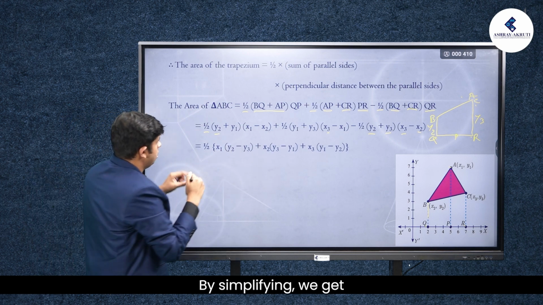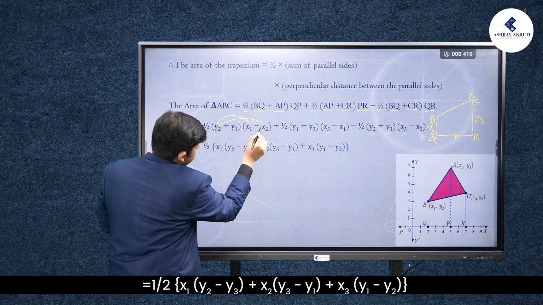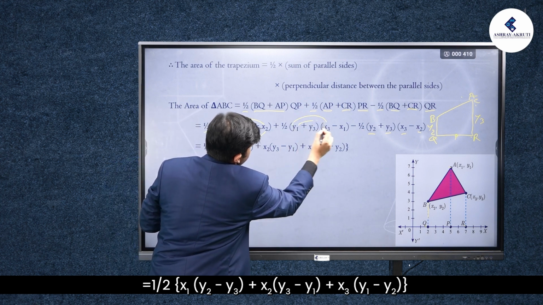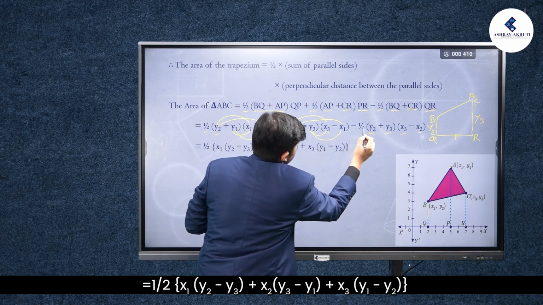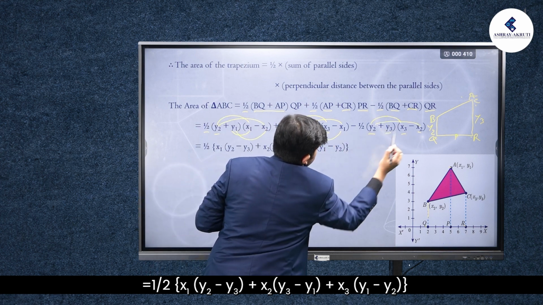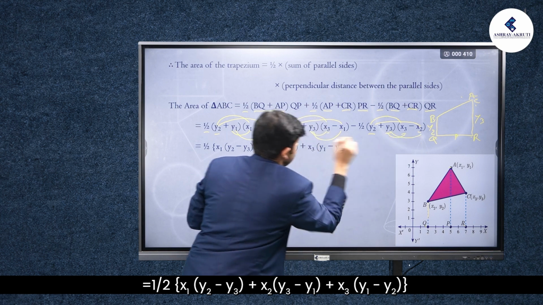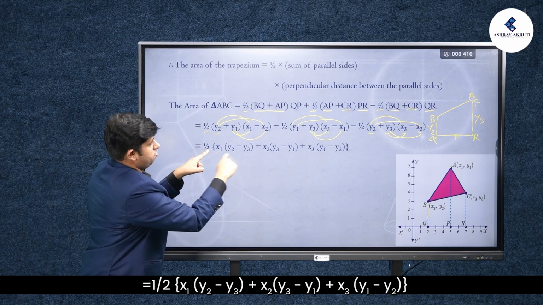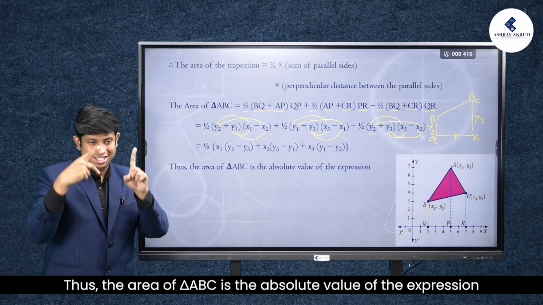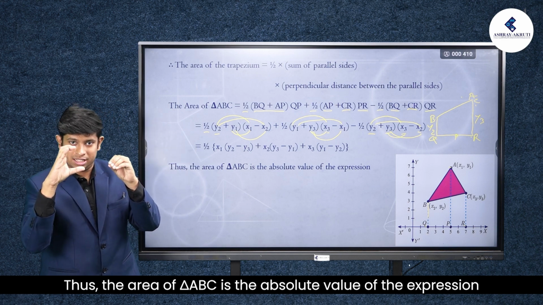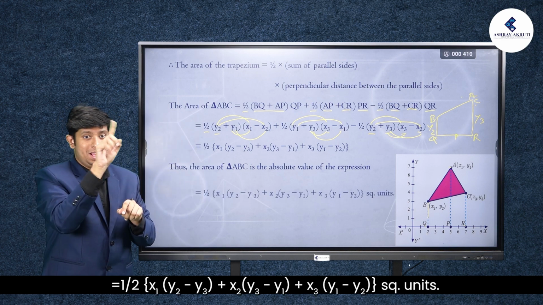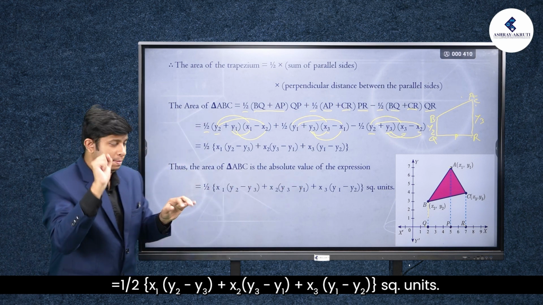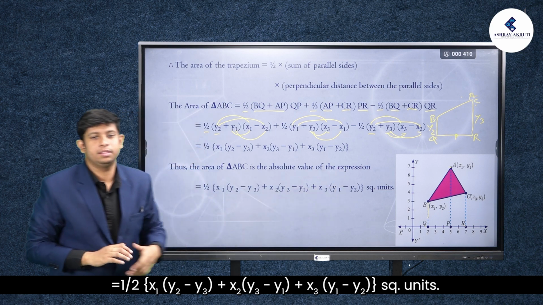By simplifying, we get half into x1 into (y2 minus y3) plus x2 into (y3 minus y1) plus x3 into (y1 minus y2). Thus, the area of triangle ABC is the absolute value of the expression, that is equal to half into x1 into (y2 minus y3) plus x2 into (y3 minus y1) plus x3 into (y1 minus y2) square units.